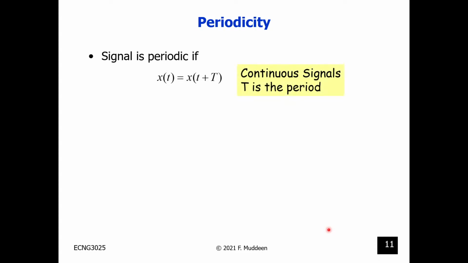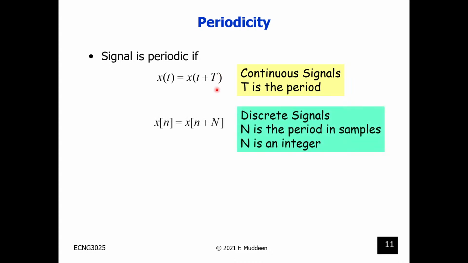Now for the periodicity property, we know for continuous time that once we know the periodic time capital T, x of t is just going to be the same as x of t plus capital T. And for discretized time, if we have x of n, after a certain number of samples, capital N, which we refer to as the period in samples, the signal repeats itself: x of n plus capital N.